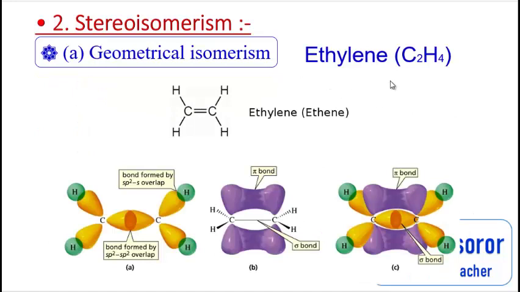As an example, ethylene C2H4. This is the sigma bond formed by head-on overlap between sp2 orbitals, or overlap between an sp2 orbital and the hydrogen orbital. This is the pi bond, side-by-side overlap between two p orbitals. These are the two bonds together.